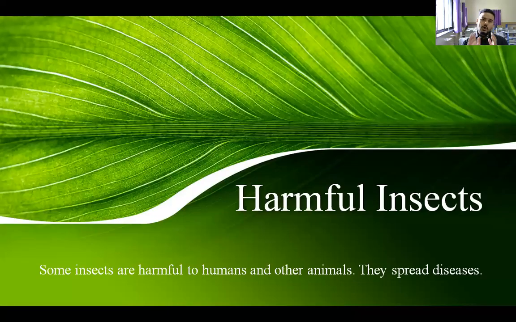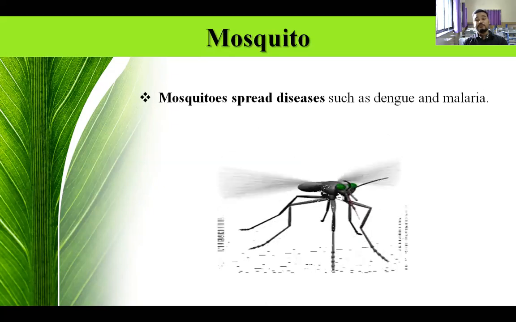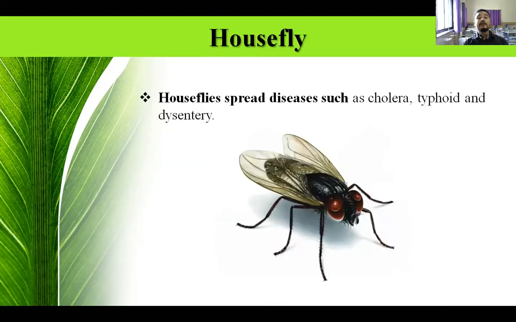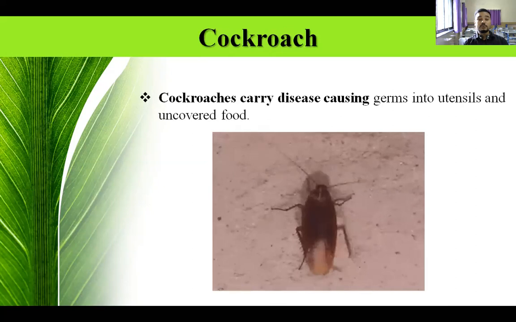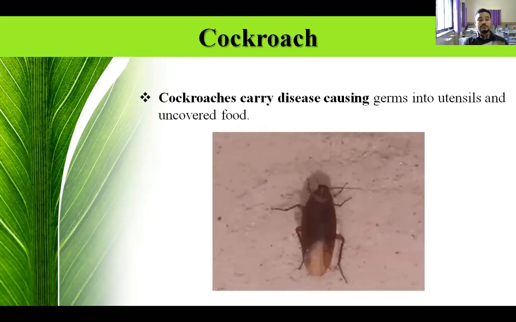But all these are not only useful, some of them are harmful also, and they spread diseases. Like mosquito, if a mosquito bites you, it can spread dengue and malaria. House flies are there. House flies spread diseases like cholera, typhoid, and dysentery. Cockroach also carries germs from one utensil to another, and onto our food.